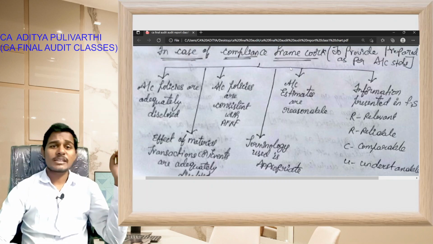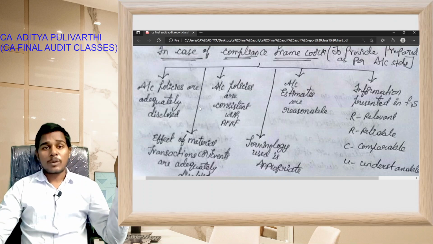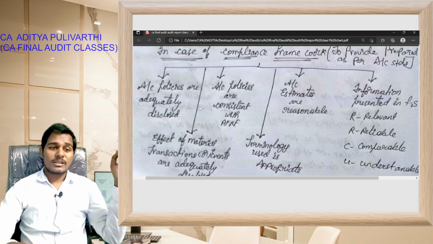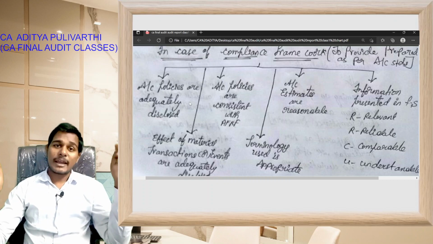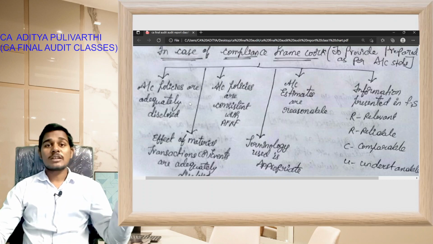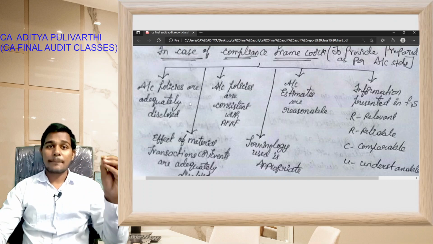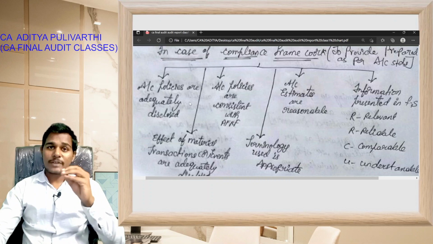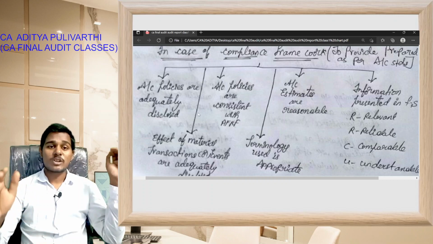See students, in the case of compliance framework, the auditor will see whether the accounting policies are adequately disclosed as per Accounting Standard 1, whether the accounting policies are disclosed at one place or not. All accounting policies which are applicable for particular financial statements should be disclosed at one place. That is what the auditor should check.